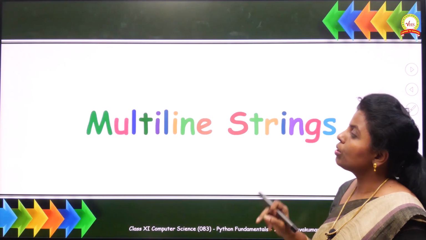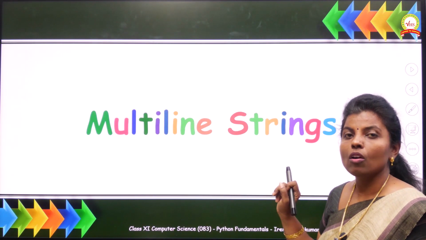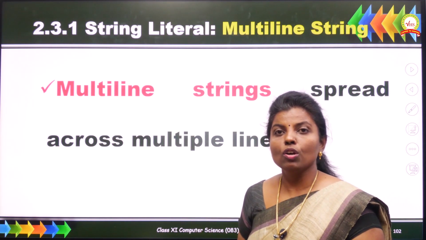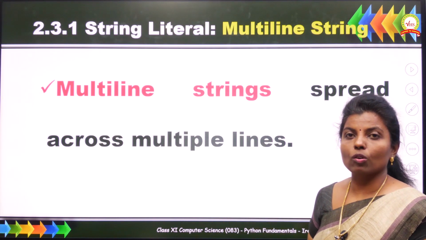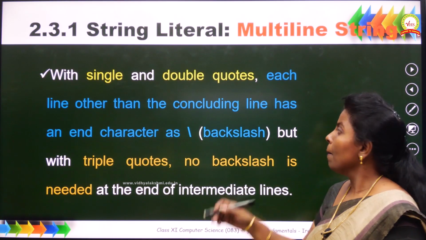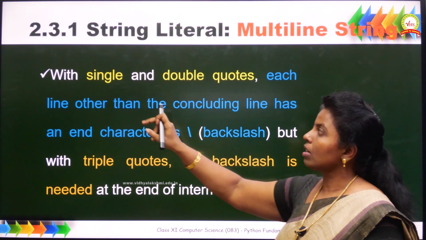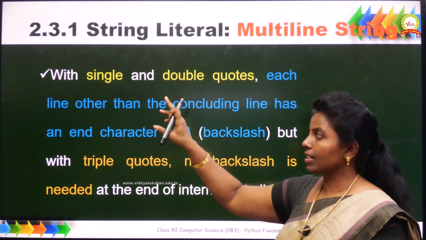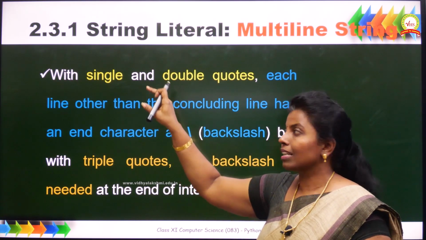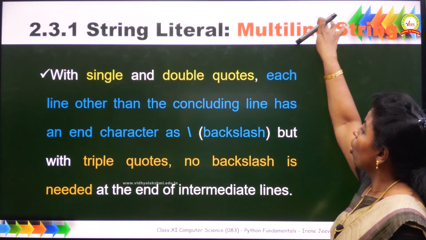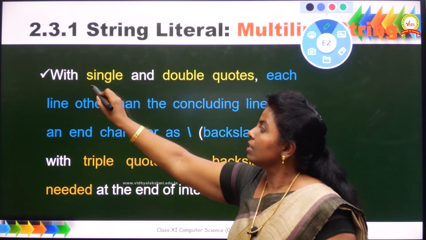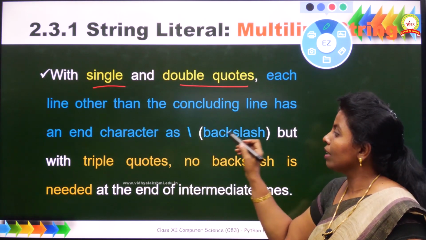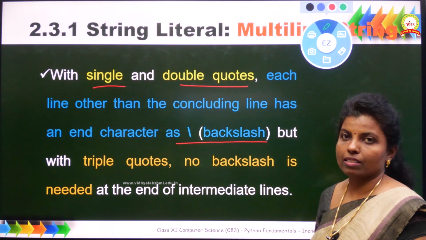So now let us move on to the next one, that is multi-line strings. What are multi-line strings? Multi-line strings spread across multiple lines. The strings which spread across multiple lines are referred to as multi-line strings. You can see an example. Even multi-line strings can start with a single quote or double quote. If you start with a single quote or double quote, each line other than the concluding line should have a backslash as an end character.